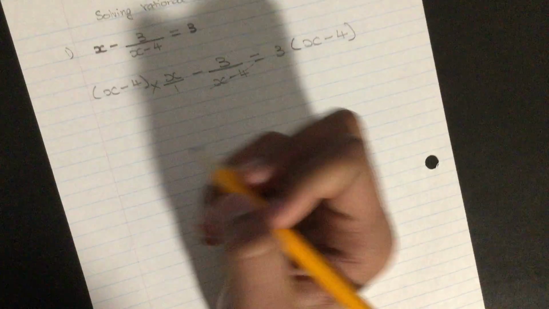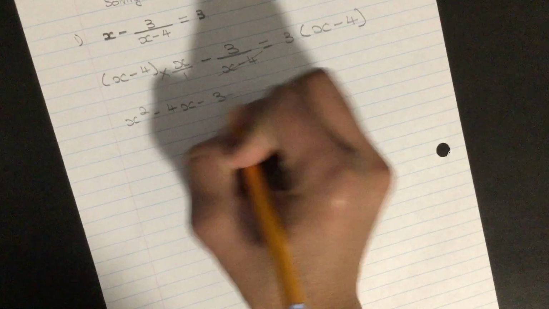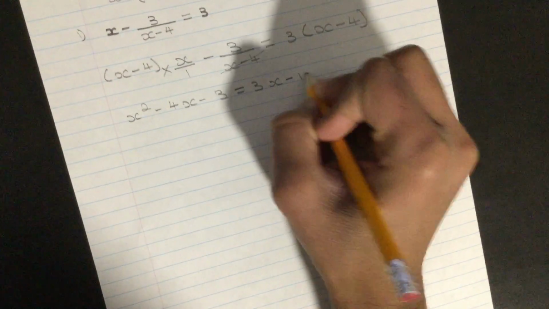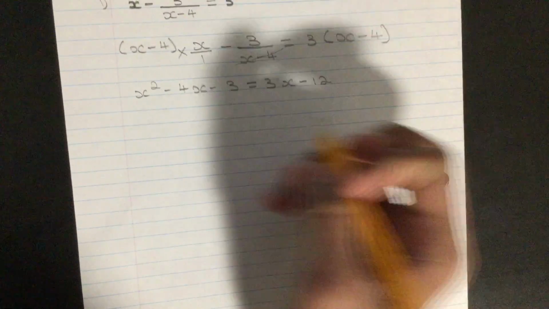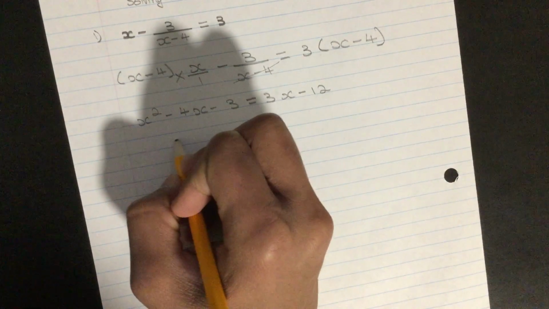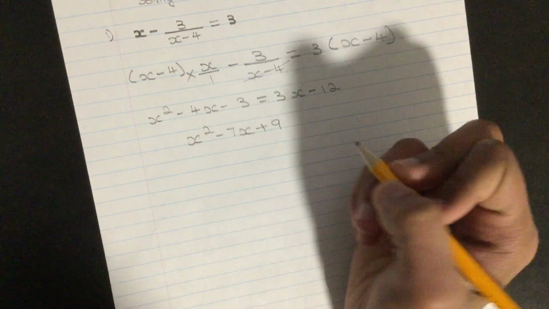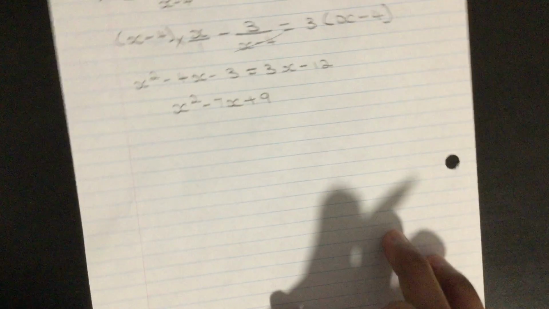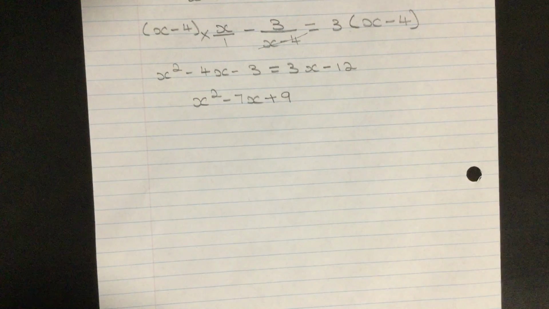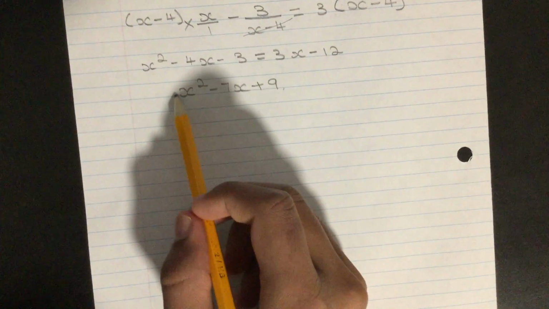So your equation would turn out to be something like x squared minus 4x minus 3 equals 3x minus 12. Now you just need to simplify it. So you get it as x squared minus 7x plus 9. There we go. So I basically just like to use the quadratic formula to find my answers when it sums up to this.